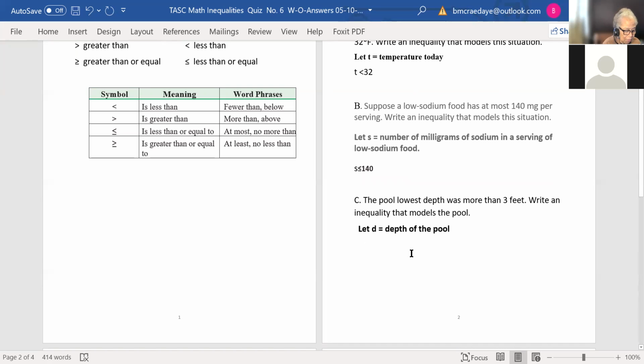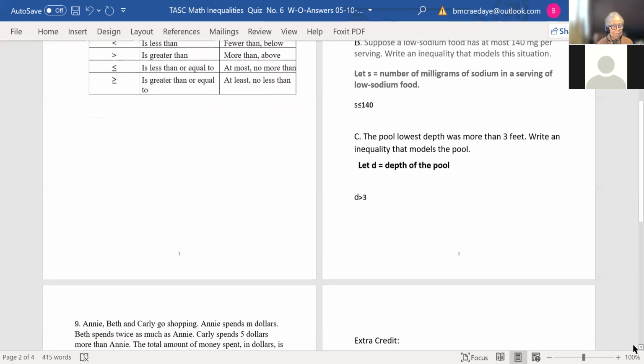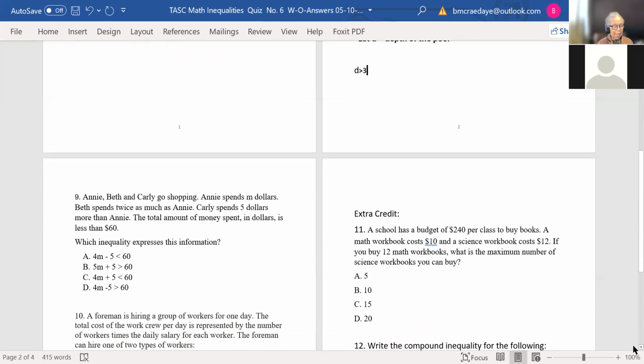So D is the variable, and what is the inequality? Greater than. So for more than, greater than. Let's copy the inequality, put it here, and that would be the 3 for the 3 feet. So those are the inequality expressions for those. All right, now let's go to our next inequality, number 9.